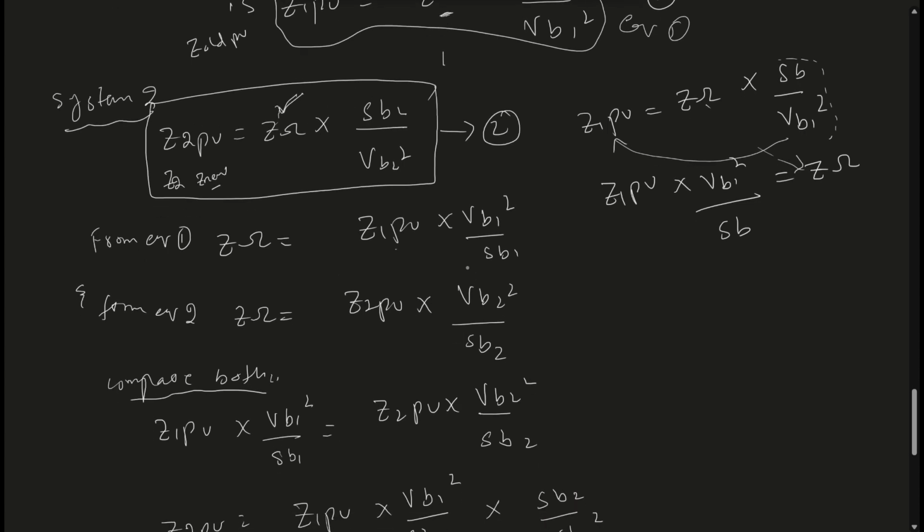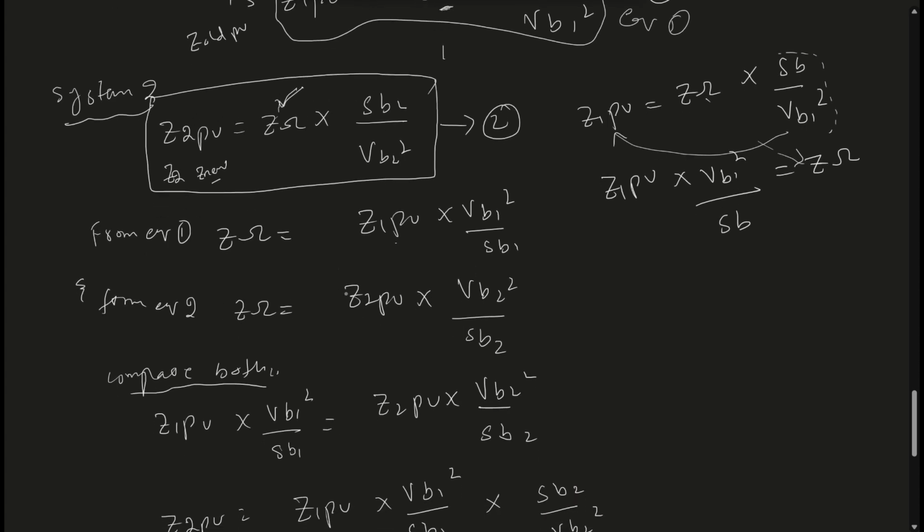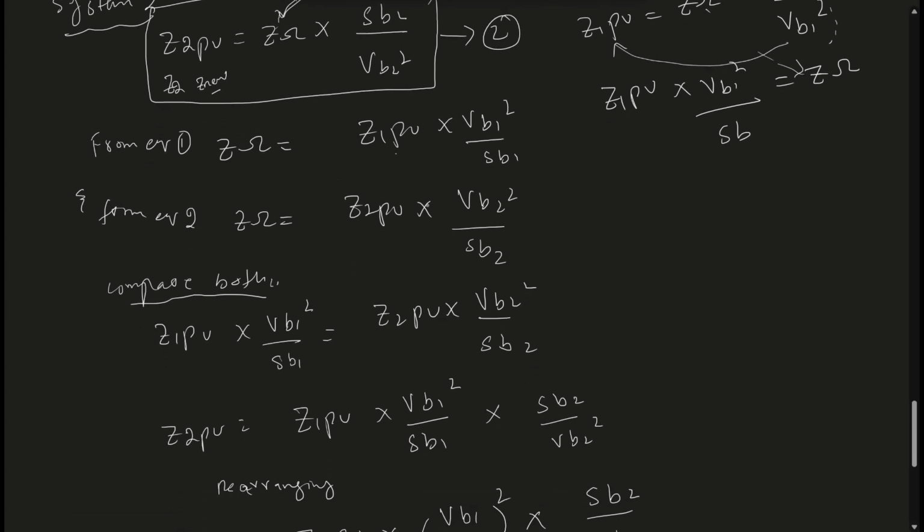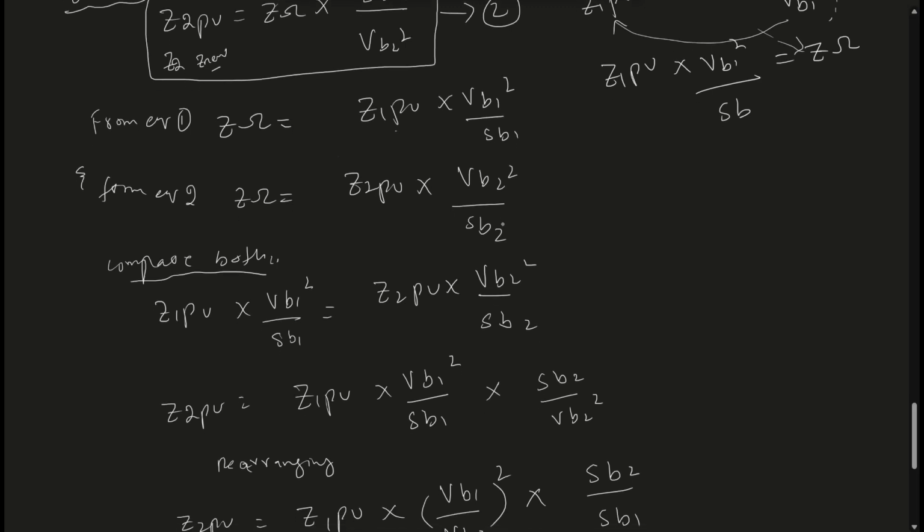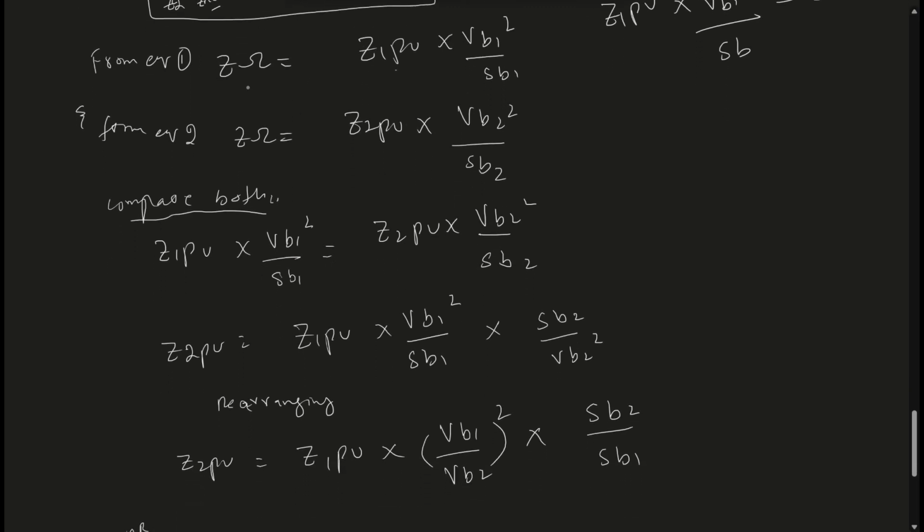Similarly, from equation 2, we also get the Z ohm equation, which is Z2 per unit VB2 square by SB2. So in the second system, equation 2 is from the second system, that's why it is VB2 SB2, and the first equation is from the first system, so that's why it is Z1, VB1, SB1.